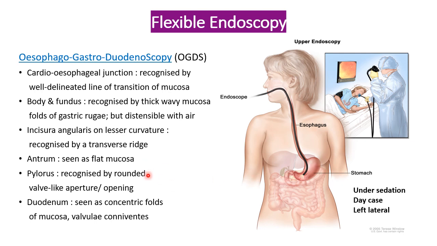As an experienced endoscopist, he should be familiar with the various parts of the upper GI that he will be seeing during the endoscopic procedure, from the cardioesophageal junction right until the second part of the duodenum.